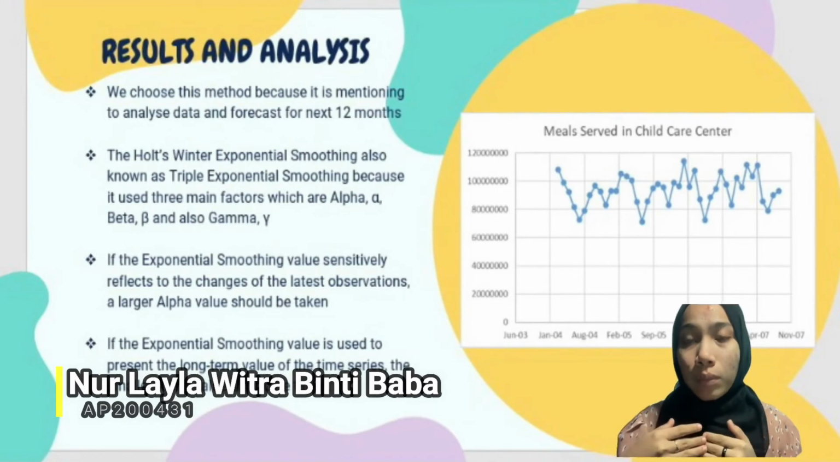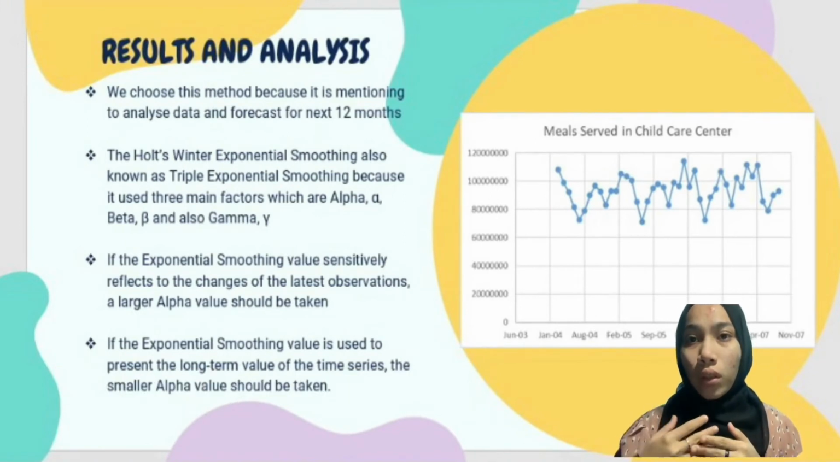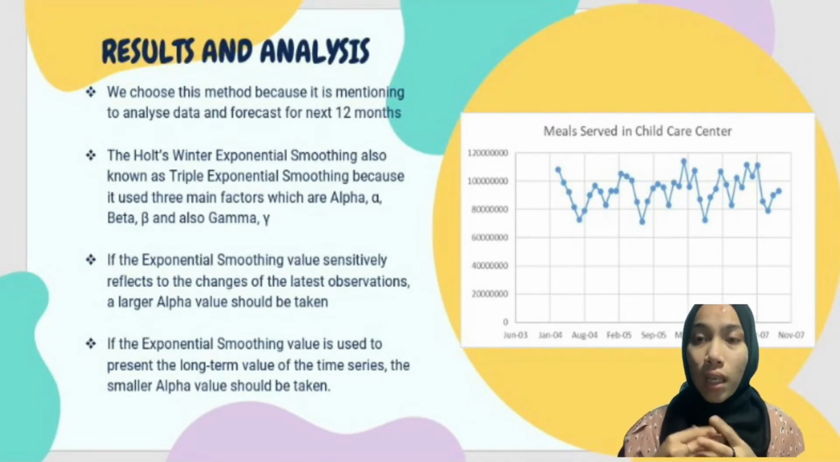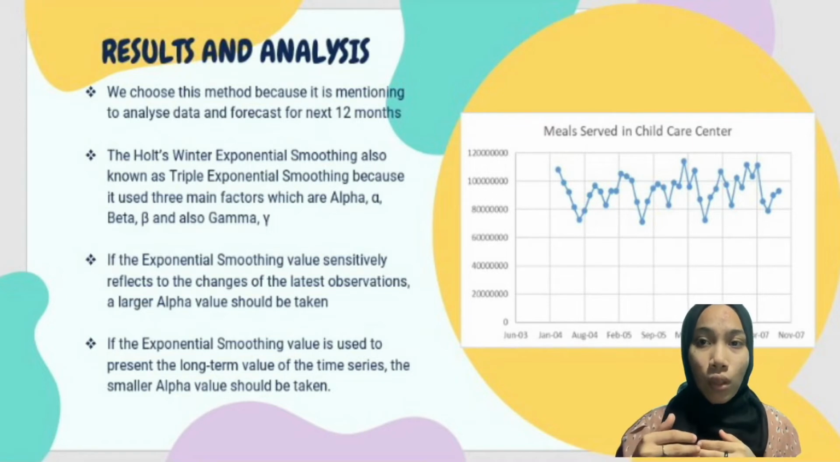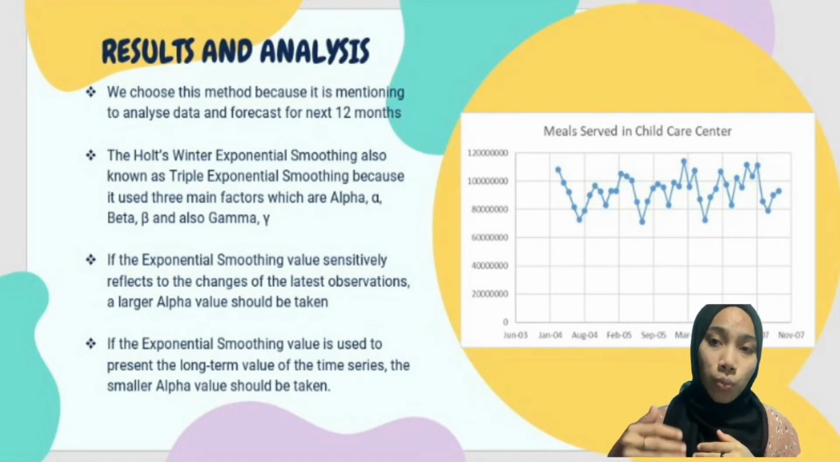Next, I would like to explain about the results and analysis. We choose this Holt-Winters forecast because it is used to analyze data and forecast for the next 12 months. Holt-Winters exponential smoothing, also known as triple exponential smoothing, uses the main factors alpha, beta and gamma. If the exponential smoothing value should sensitively reflect changes in the latest observation, a larger alpha value should be taken, and if the exponential smoothing value is used to present the long-term value of the time series, a smaller alpha value should be taken.